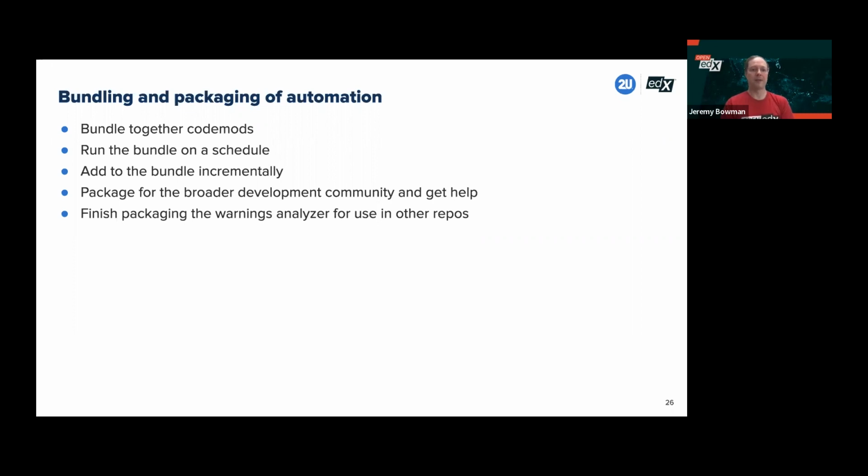And we want to package this up for the broader development community and get some help on this. This is something that I think would be useful for other people using Python, JavaScript, Django, et cetera. And as you mentioned earlier, the Django community is already starting to pick up on this a little bit. And we want to work together with the rest of the open source community to make these big upgrades a little bit more efficient. And I mentioned before, we have the warnings analyzer. I would really like to get that packaged up and make it a little easier to use for the repositories.